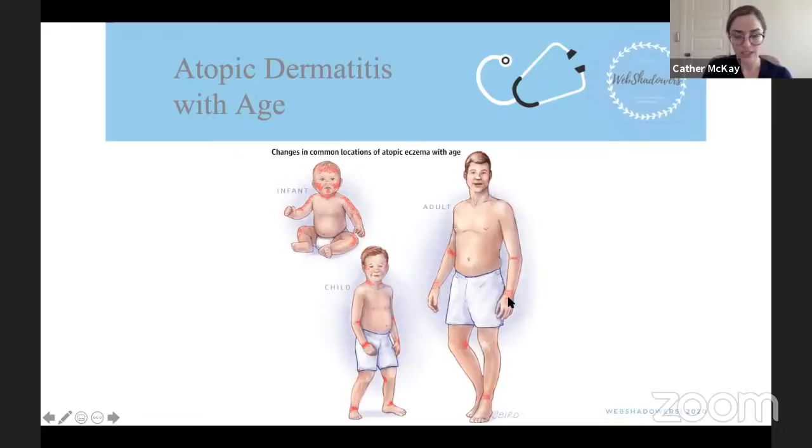In adulthood, sometimes kids with atopic dermatitis get better with age. We never promise that, because it doesn't always happen. Sometimes it persists, and sometimes it stays severe even as patients get older. But a lot of times it gets better, which is good.